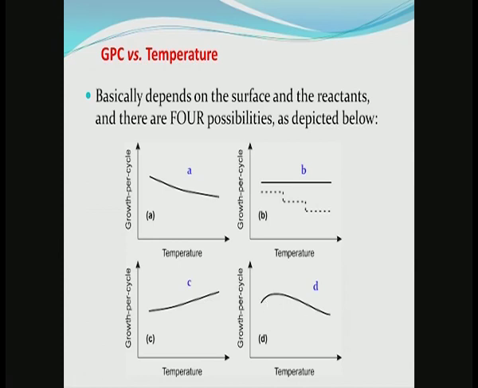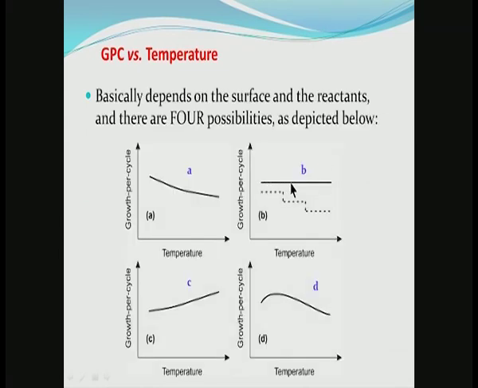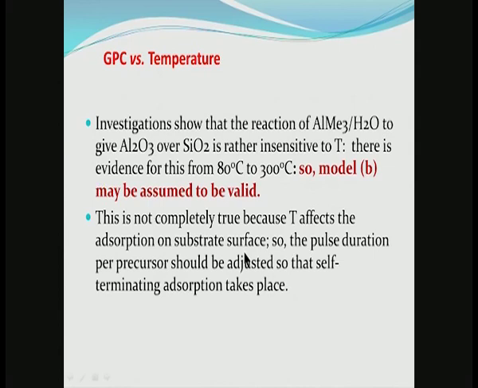Now, investigations show that the reaction of trimethyl aluminum with water to give Al2O3 on silicon oxide surfaces is rather insensitive to temperature. That is, it behaves more like B over here, where the growth per cycle is independent of the substrate temperature.